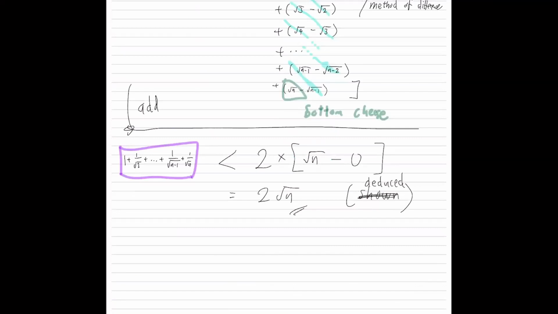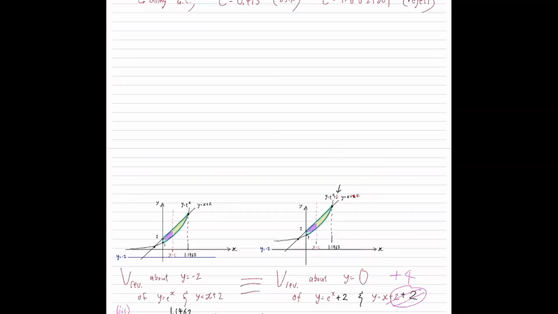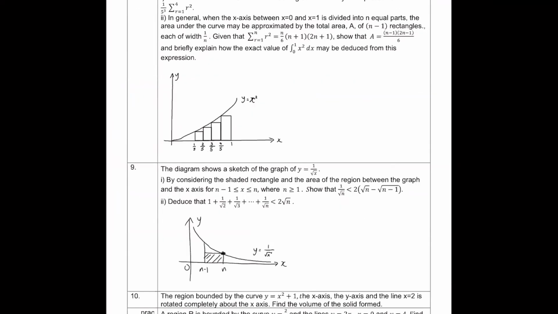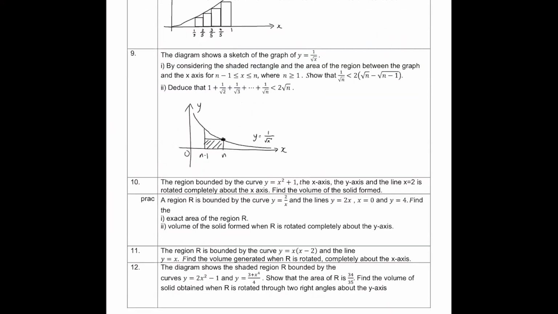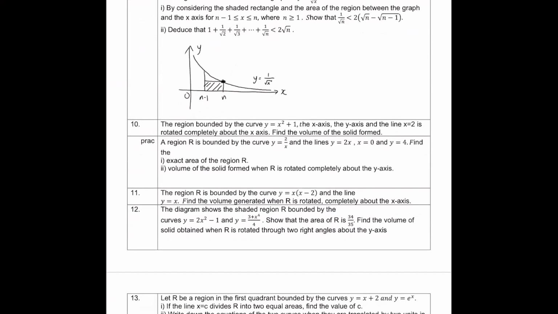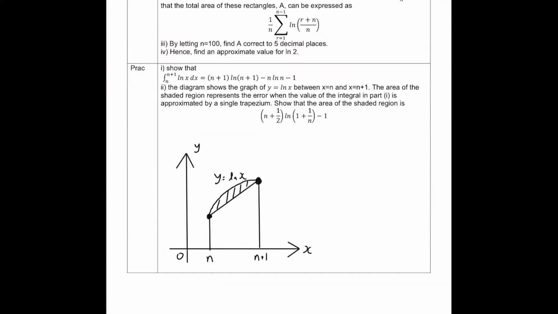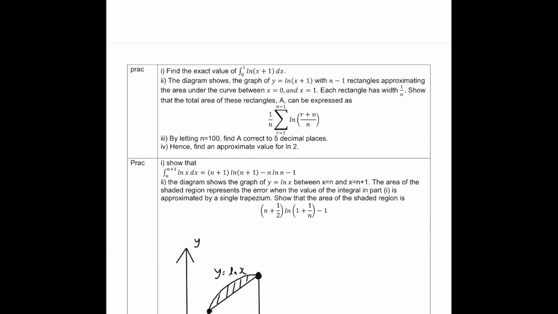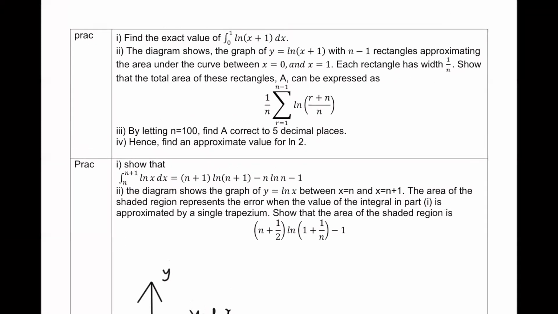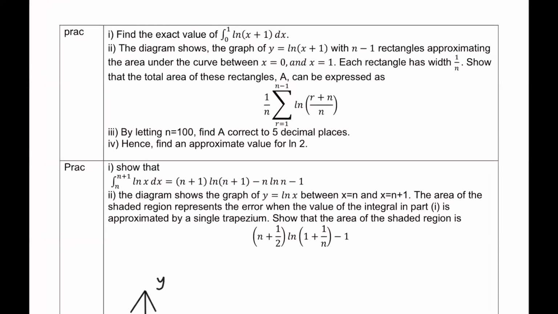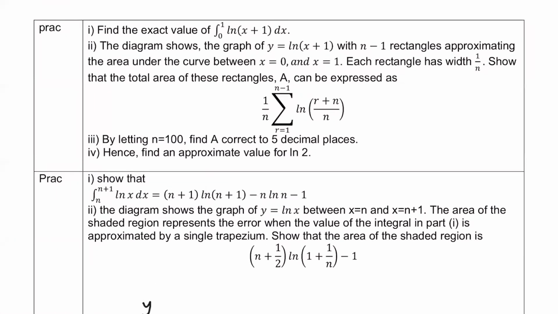Go, go, go. I want to finish everything. What's the next question? I went through question 9 already. Now it's question 2, practice questions below. Should I go through or should I let you practice? Go through. Faster.